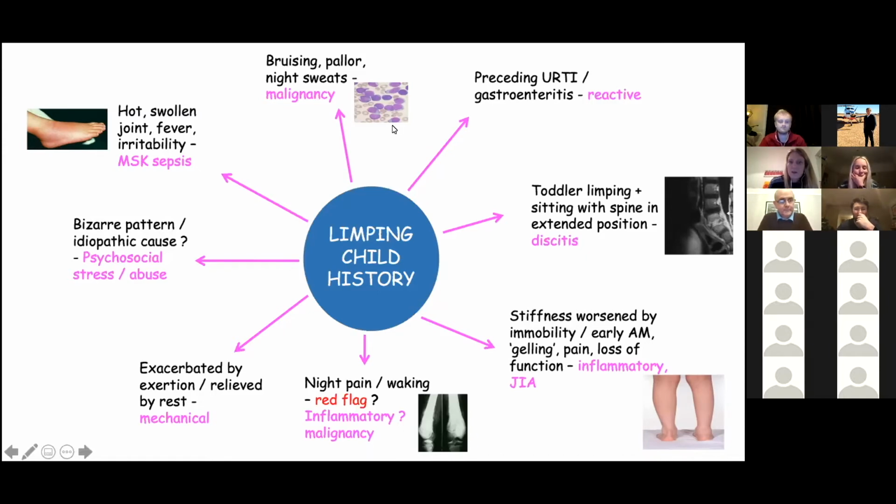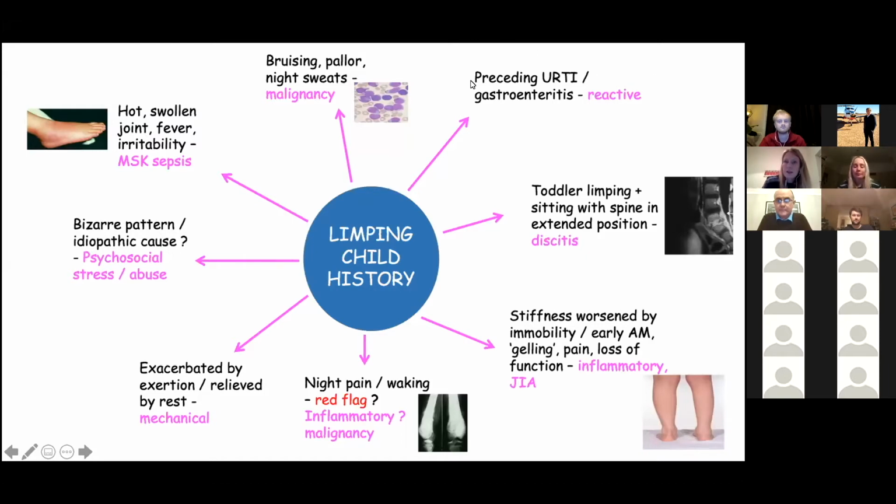In terms of the other things that you need to think about, you want to make sure that they've not got a malignancy. So we know that children that are limping might be limping because they might have very active bone marrow as part of something like ALL. These patients would tend to have night sweats, bruising, they might be pale, you might see abnormalities in their full blood count.